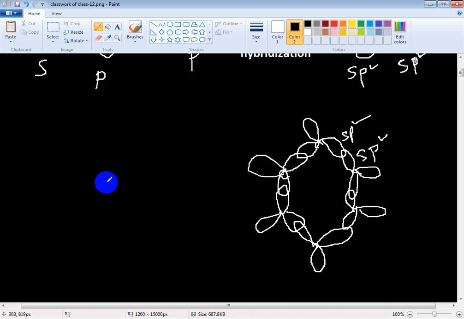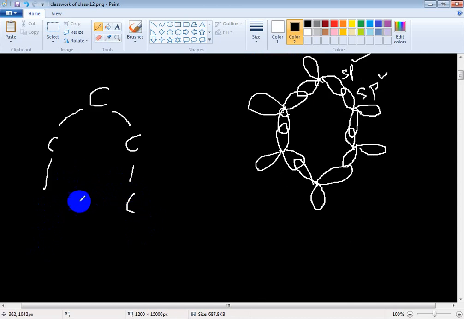I want to show the carbon-carbon bond here. All this carbon-carbon bond is an sp2 sigma bond, okay? Here this carbon-carbon bond is an sp2 sigma bond. Have you seen? This is an sp2 sigma bond.